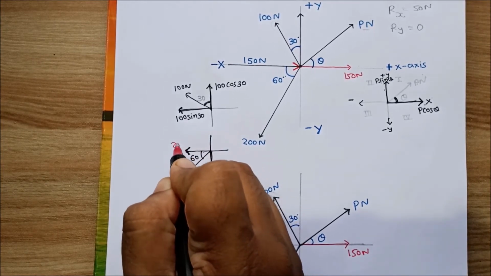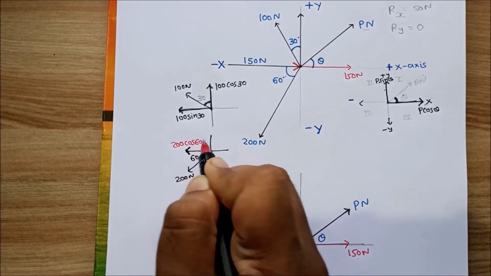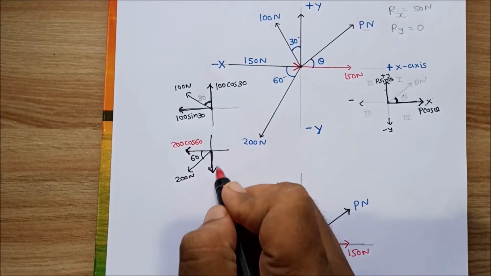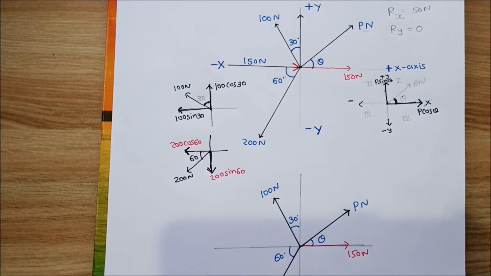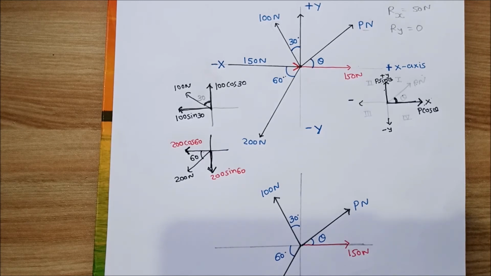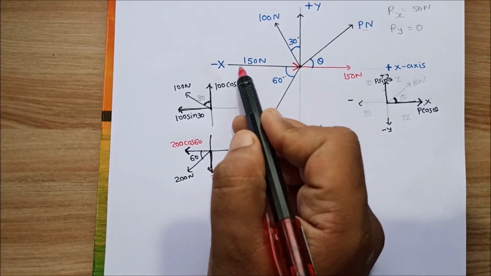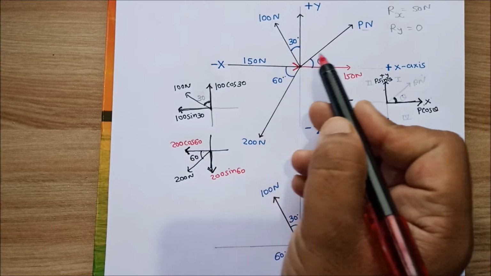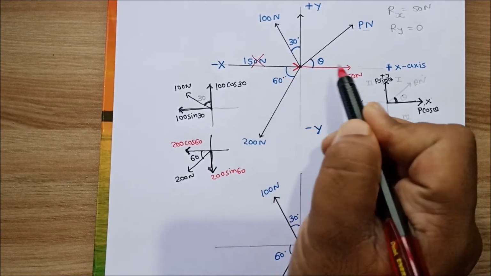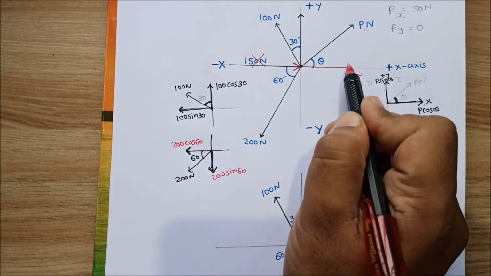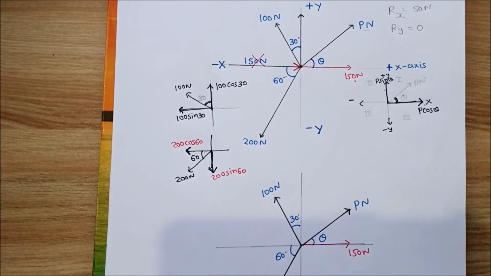So 200 cos 60. Similarly here, 200 sin 60. In this way, first we divide the inclined force into components. And here, 150 Newton force is acting in the inward direction, so first convert it into the outward direction. So now our new direction is 150 Newton along the positive x-axis.